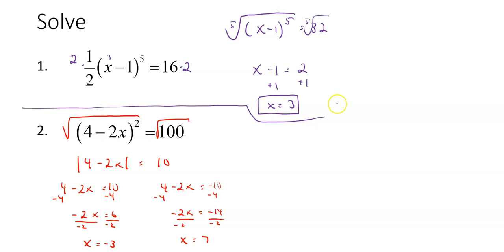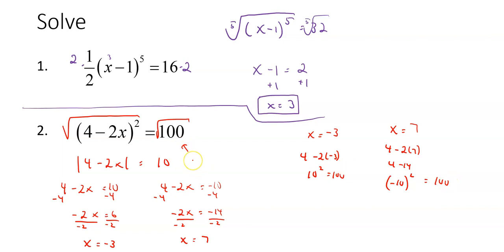All right, try it out and see if it works. If I put in a negative 3, I get 4 minus 2 times negative 3. Negative 2 times negative 3 is 6. 4 plus 6 is 10. And sure enough, 10 squared is 100. All right, let's try 7. 4 minus 2 times 7 gives me 4 minus 14, which is negative 10. Take negative 10 and square it. I get 100, which still matches up with the right-hand side. And so both of those solutions work. x equals negative 3 works. x equals 7 works.